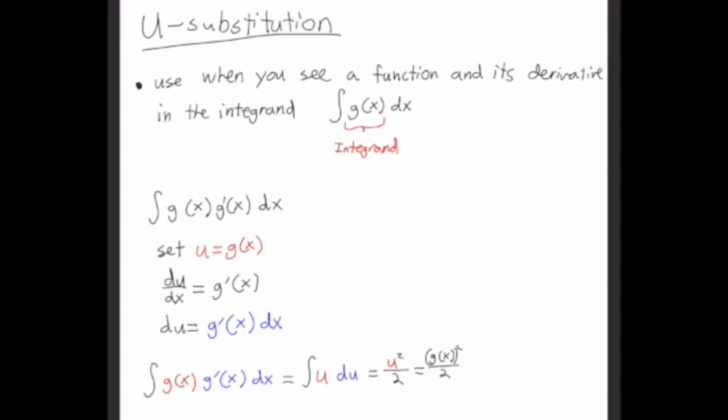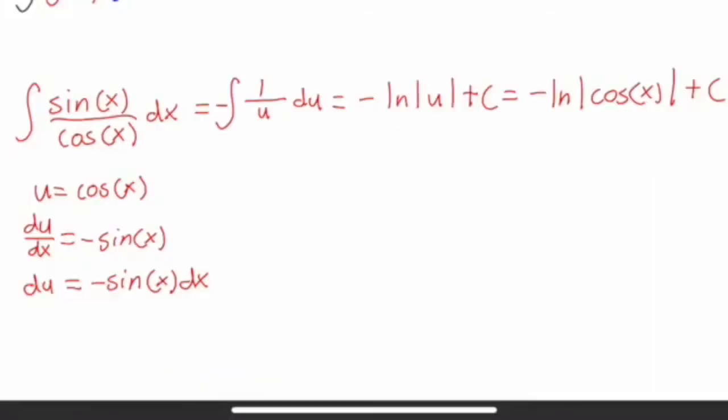So now you want to undo it. I said earlier that u was equal to g of x, so g of x squared over 2 is the answer. So here's an example where I do that. Here is tangent. I rewrote it as sine of x over cosine of x dx. I set cosine x to u, so du is equal to negative sine x dx, and then I substitute everything back in and I get the negative integral of 1 over u du, which is the same thing as negative ln of absolute value of u plus c, which is just negative natural log of cosine x plus c.